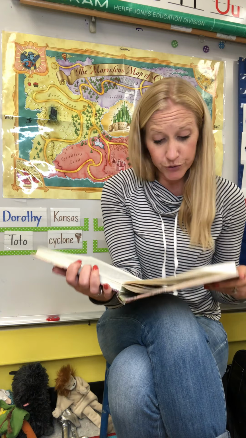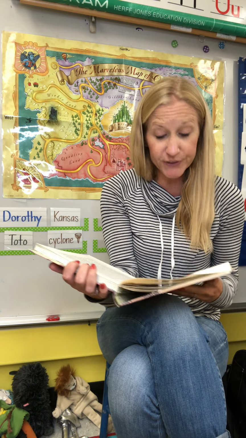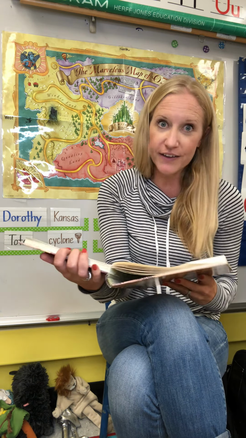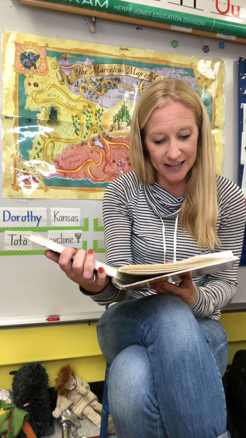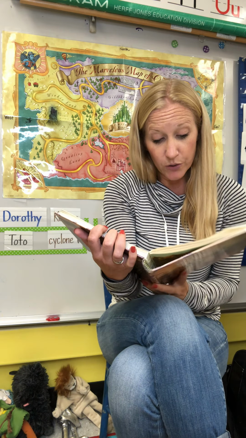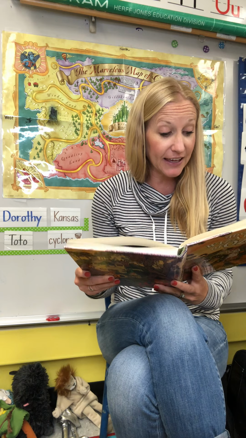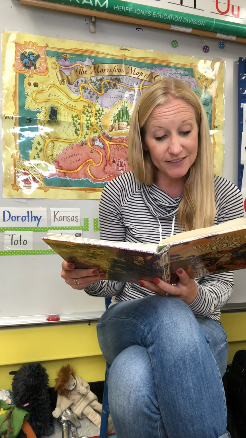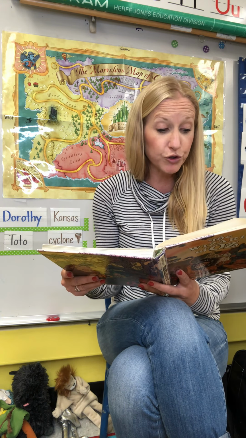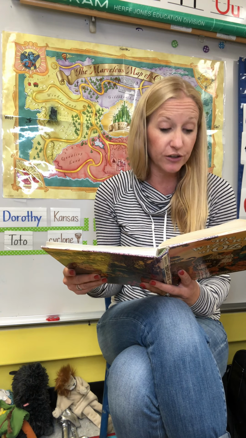"Come along, Toto," she said. "We will go to the Emerald City and ask the great Oz how to get back to Kansas again." She closed the door, locked it, and put the key carefully in the pocket of her dress. And so, with Toto trotting along soberly behind her, she started on her journey.